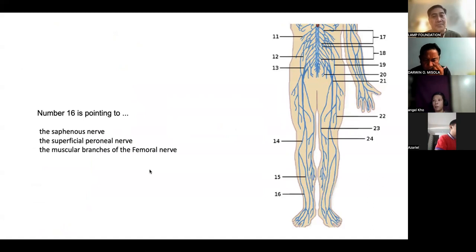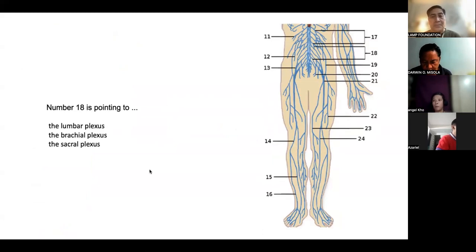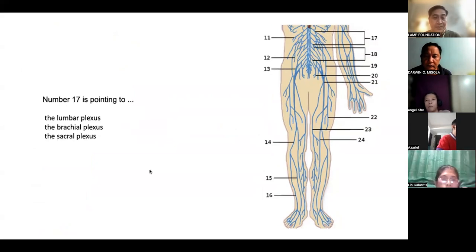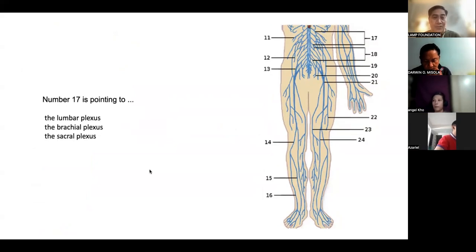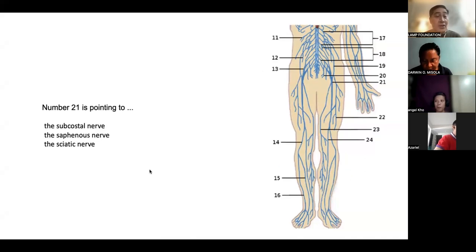The superficial peroneal nerve. Tibial nerve is indicated by what number? Number 24 po. Number 18 is pointing to... The sacral plexus. Now, the sciatic nerve is indicated by number... Number 21. Number 17 is pointing to... The lumbar plexus. The pudendal nerve is indicated by number... Number 20.